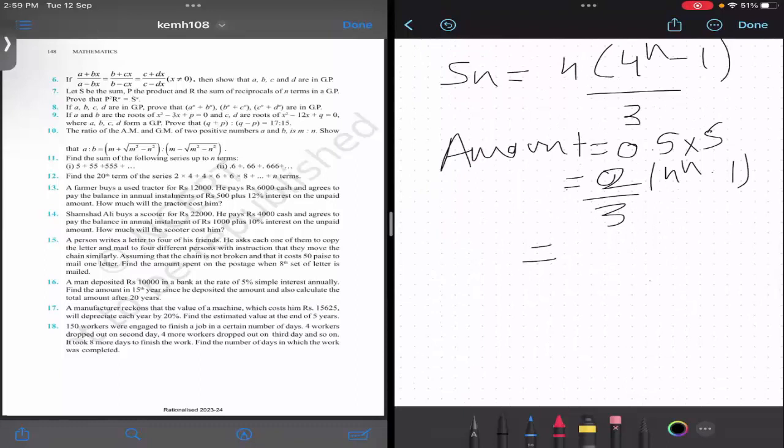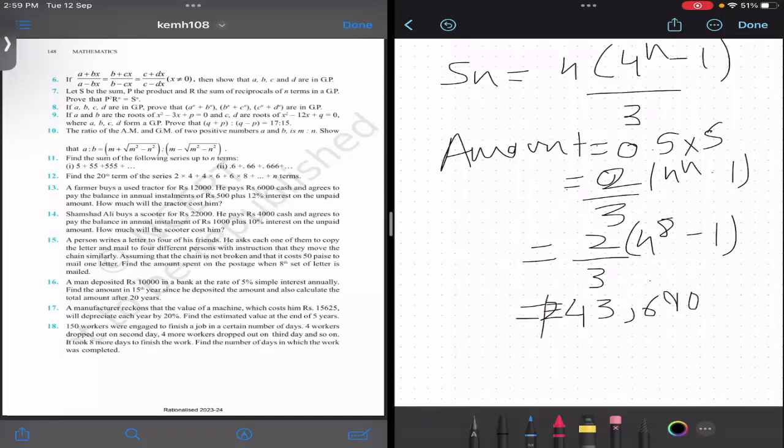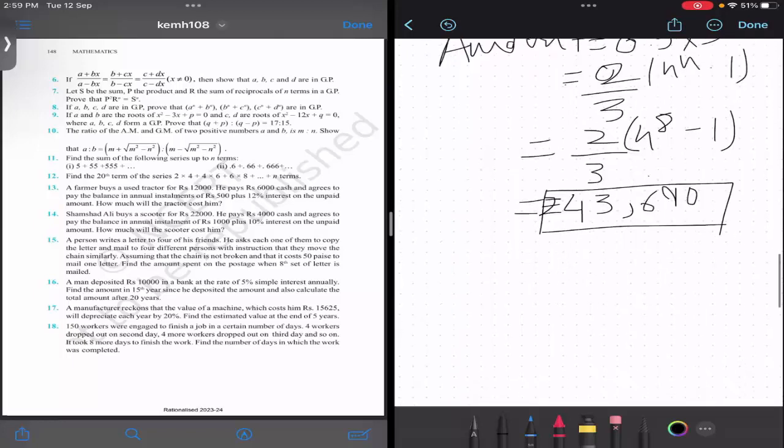This entire thing, when you calculate it out, will be 2 upon 3, 4 to the power 8 minus 1, and when you calculate this amount out, it's going to come out to be 43,690 rupees. Right, so this is your final answer.